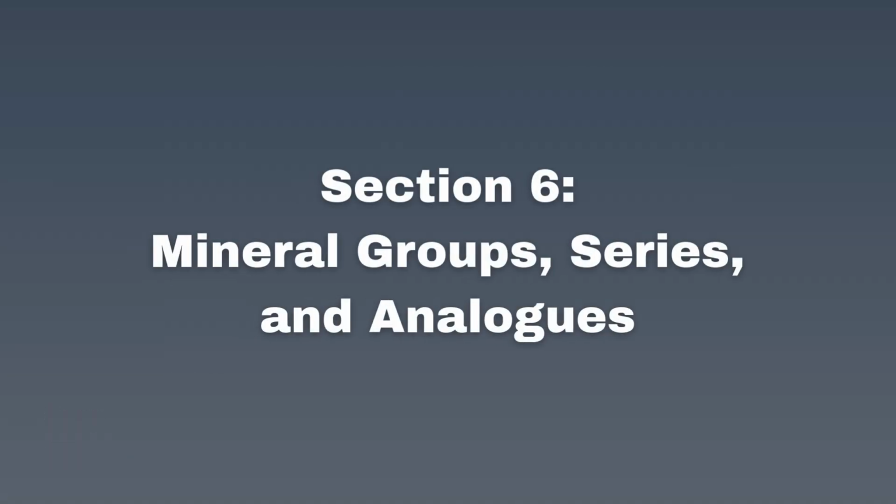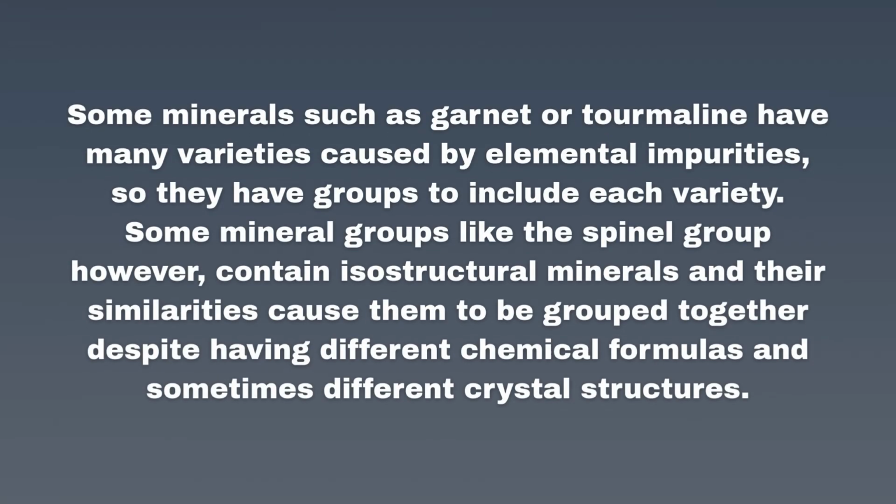Section 6. Mineral groups, series, and analogues. Some minerals, such as garnet or tourmaline, have many varieties caused by elemental impurities, so they have groups to include each variety. Some mineral groups, like the spinel group, however, contain isostructural minerals, and their similarities cause them to be grouped together despite having different chemical formulas and sometimes different crystal structures.